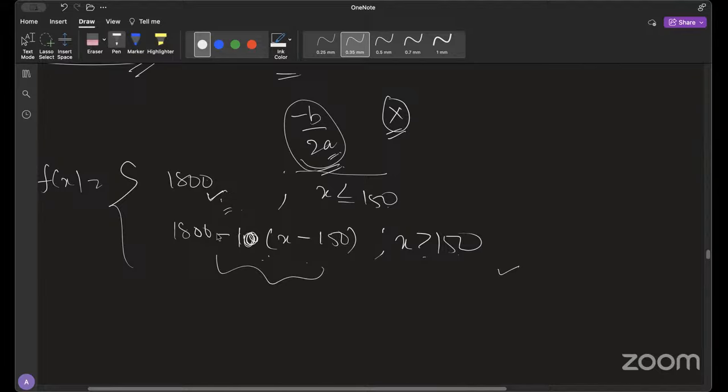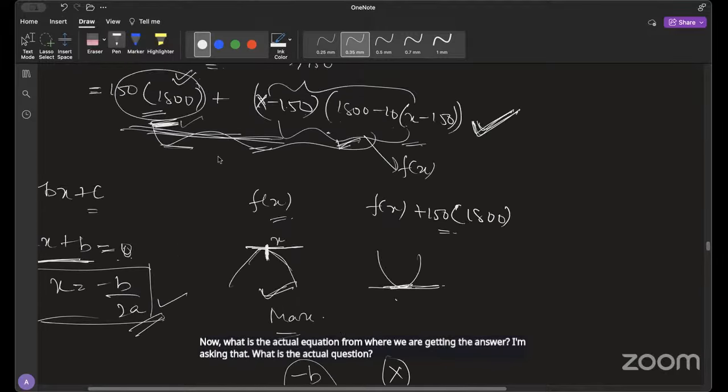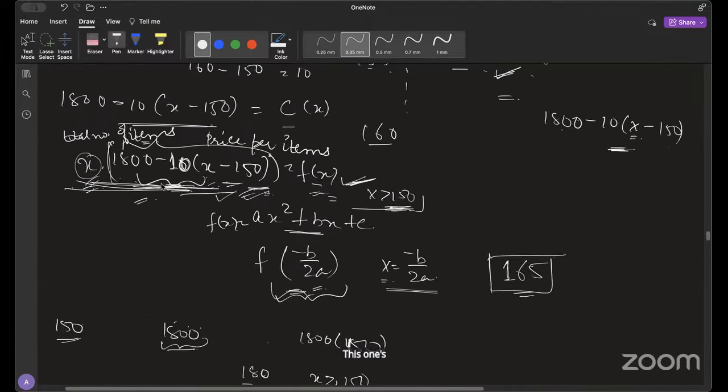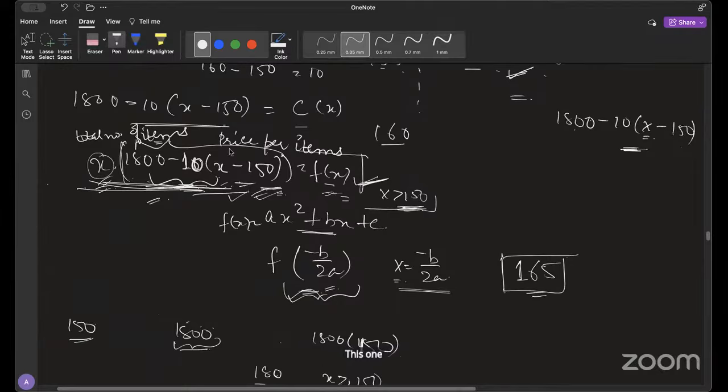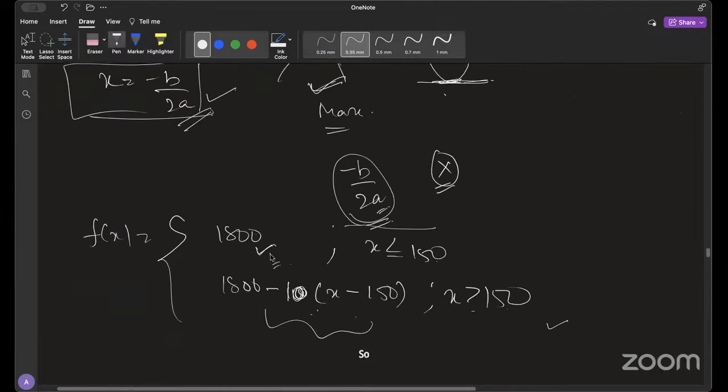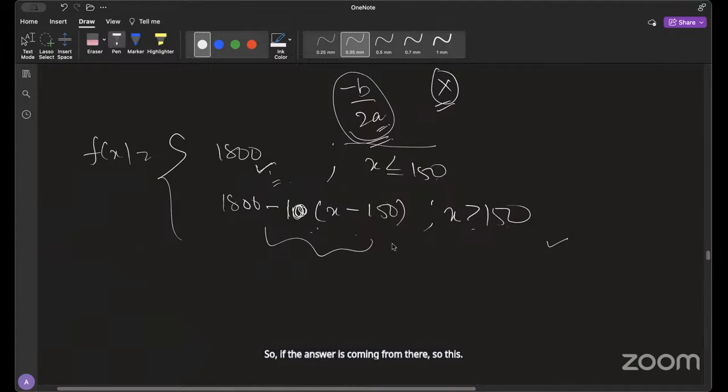Ma'am, according to this, what is the actual equation from where we are getting the answer? I'm asking that. This one is the actual equation. So if the answer is coming from there, this really has to be right. Yep, I guess.